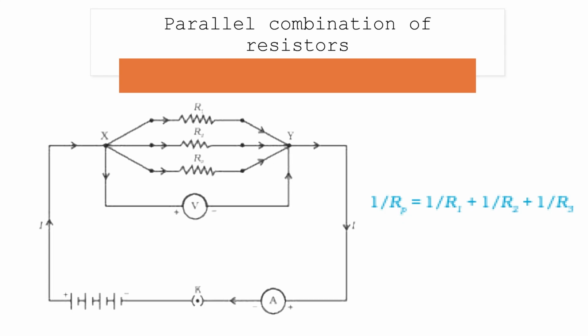Resistors in parallel. What are the key points? When any number of resistors are connected in parallel, the potential difference or the voltage across each resistor will be the same. Current flow will be different. Current is different across each resistor. The formula for calculating resistance in parallel as shown is 1 by R equals 1 by R1 plus 1 by R2 plus 1 by R3. It goes like that for any number of resistors.